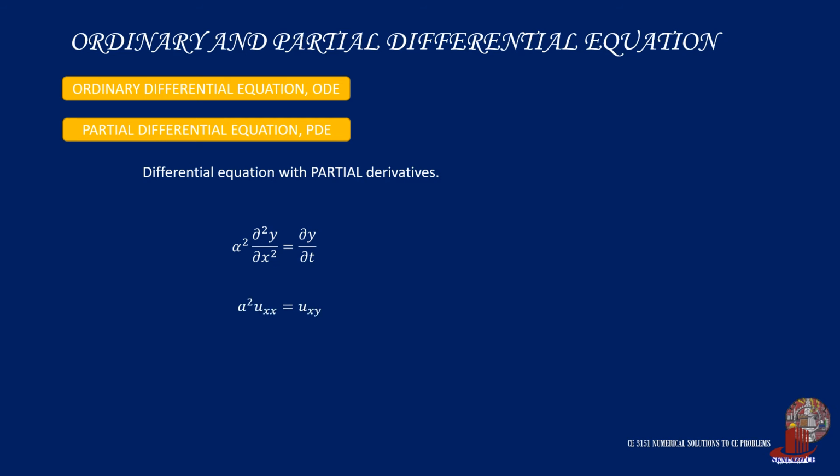While the second example is another way of writing the second partial derivative, which is read as a squared times the second partial derivative of u, both with respect to x, is equal to the second partial derivative of u with respect to x and y.